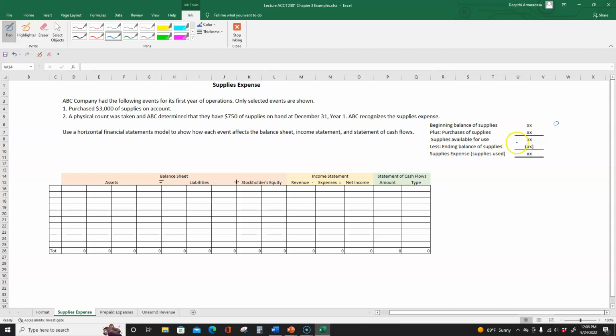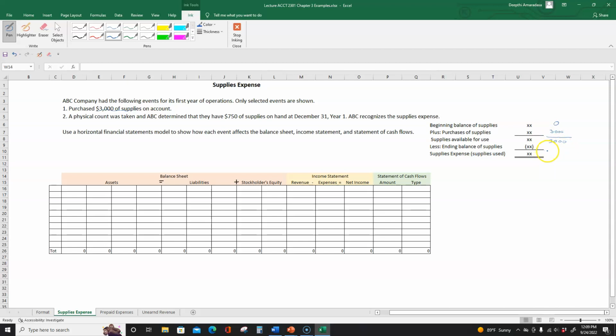Now, next one is to look for purchases of supplies. Did they buy any supplies during the year? Yes, they did. It tells us that they bought $3,000 of supplies. So we're going to put that 3,000 as a positive number. We purchased supplies. You add these two numbers, that gives you how much supplies were available for use during the year. That's $3,000 of supplies.